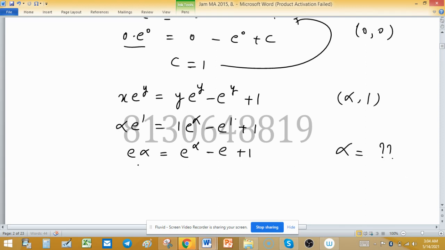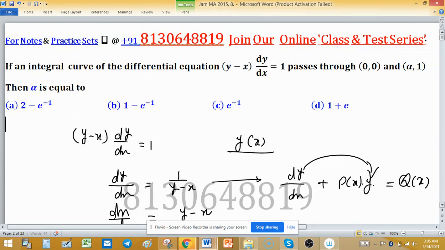Alpha is appearing here and here, so the value of y was 1, so this is 1 and this is 1, so this was my mistake. Now this is e minus e plus 1, so this one cancels out, so alpha e is equal to 1, so the value of alpha is equal to 1 upon e, or e inverse. Which option is the correct answer? Option C is my correct answer.